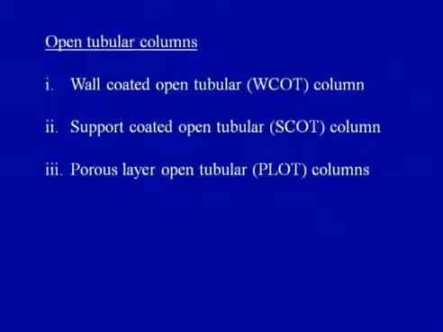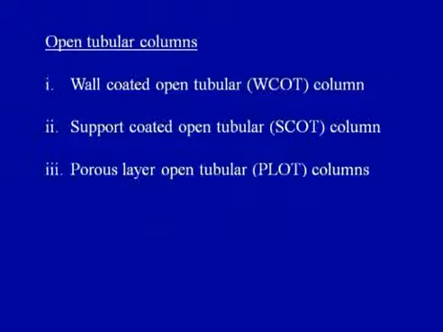Then there could be another one called support coated open tubular column, like SCOT. Here, a support matrix is bonded to the walls of the capillary column. So, here the stationary phase is not directly linked to the wall of the column, rather it is linked through a supporting matrix. The stationary phase is coated onto the support and the support is coated onto the wall. Then there could be another one called porous layer open tubular columns, which is a kind of support coated used for adsorption work. So, the two main are wall coated and support coated open tubular columns.